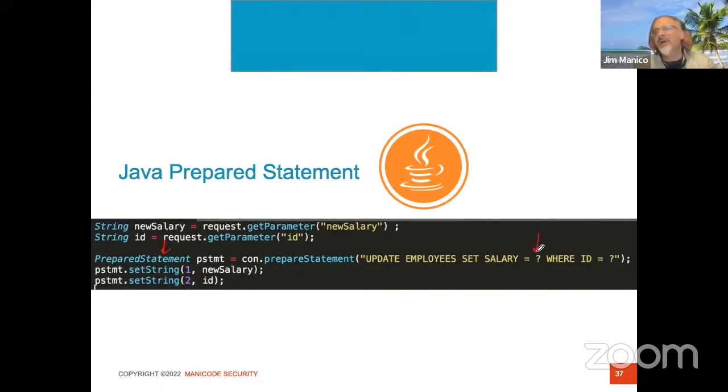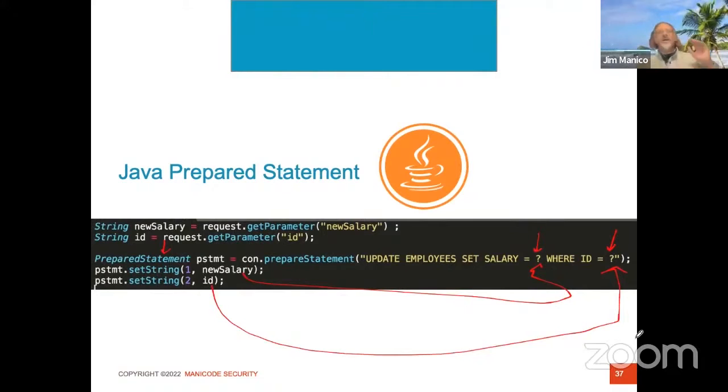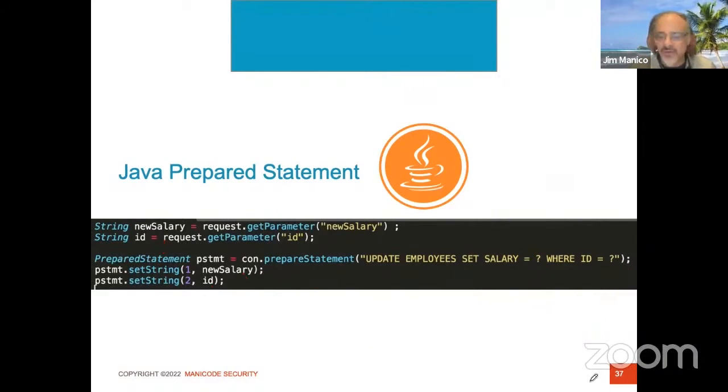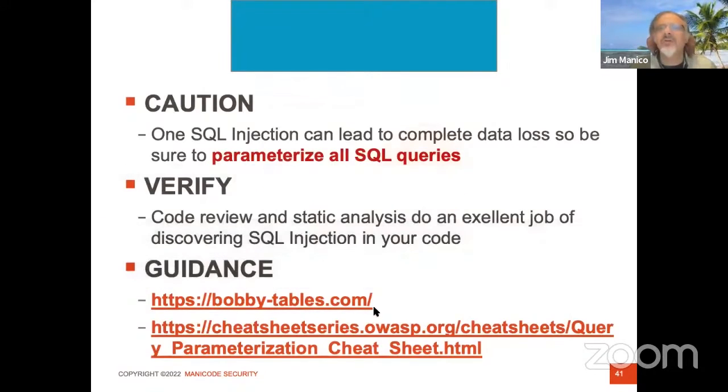I would have variables right here, these are the binding variables, and that salary will go into variable one, and that ID will go into variable two. And now we're safe from SQL injection, and our queries will run a lot faster. So that's the main category here. So here's some resources. Here's Bobby Tables that will talk about SQL injection. Here's the query parameterization cheat sheet, and that will give you some information on how to stop injection.